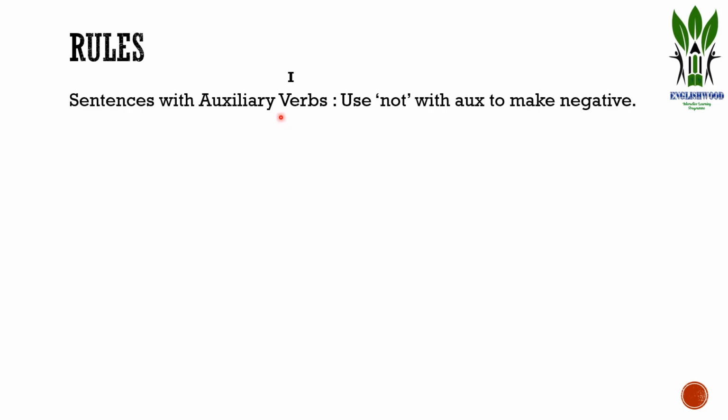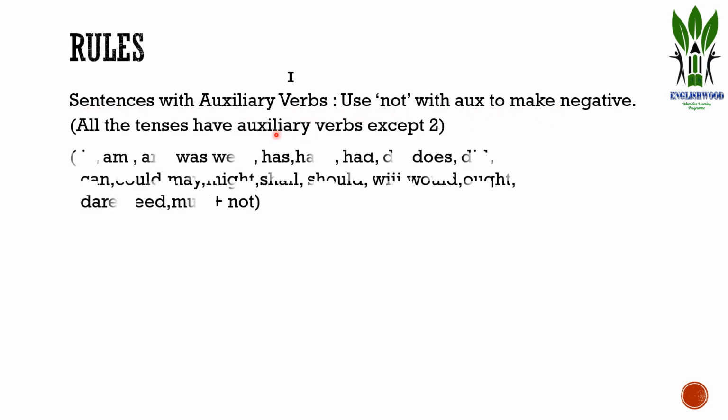So let's talk about rule number one. Now generalize the rule. What the general rule says is sentences with auxiliary verbs use not with the auxiliary verb to make negative. I have told you already, all the tenses have auxiliary verbs except two of them.